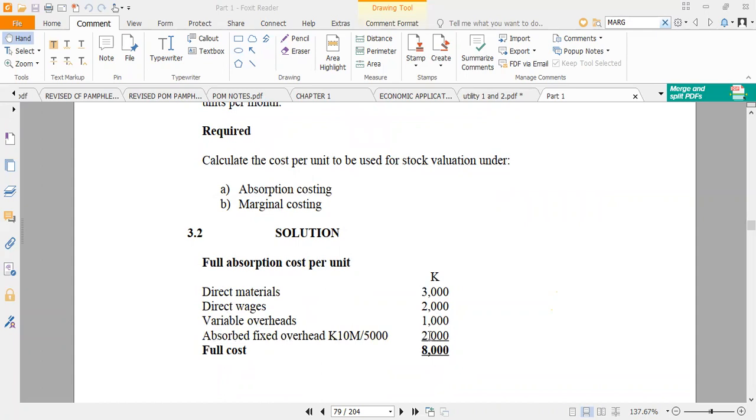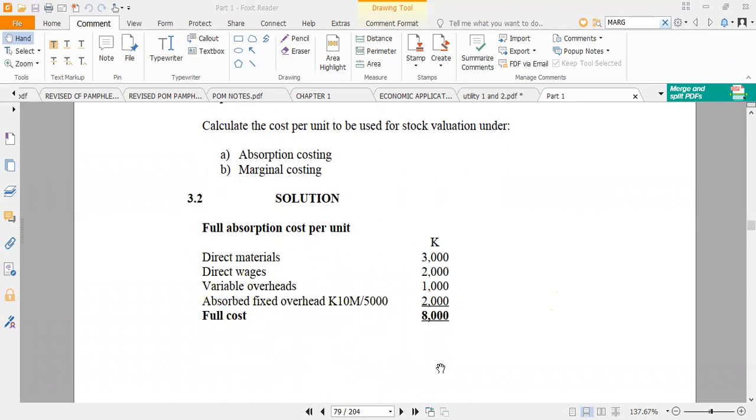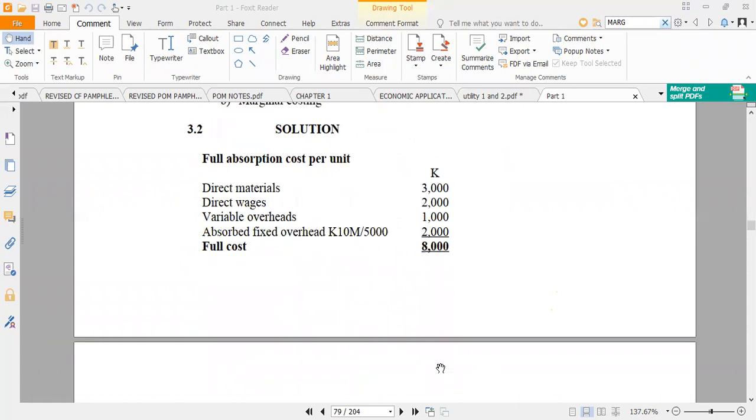This is what it actually means. The full cost of this product per unit will be 3,000, 2,000, 1,000, and 2,000, which gives us 8,000. This is the full production cost per unit.